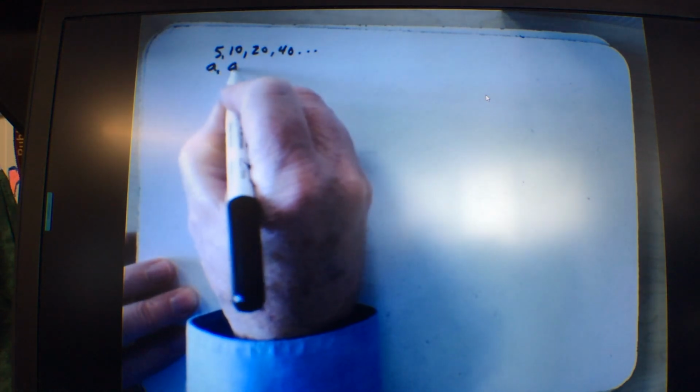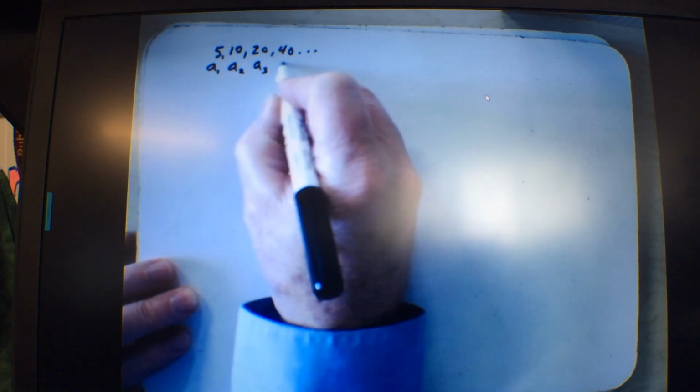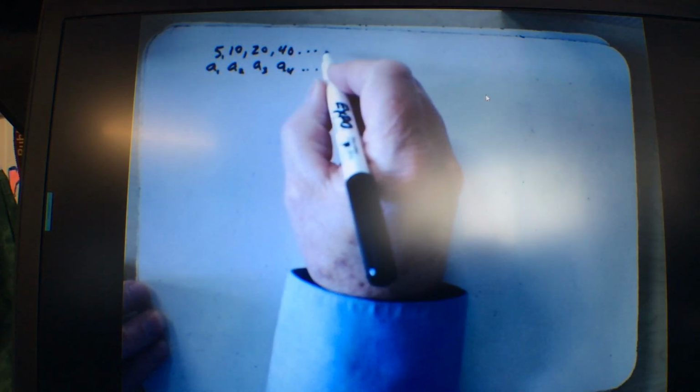A sequence is numbers that follow a pattern, and they go on forever, okay? So if you take a look at this one, 5, 10, 20, 40. This is what we call a sub 1, this is a sub 2, a sub 3, a sub 4, and so on. These are numbers. And what we want to look for is what are we doing each time to get the next number in the pattern. If you look at this one, what are we doing? Multiplying by 2.